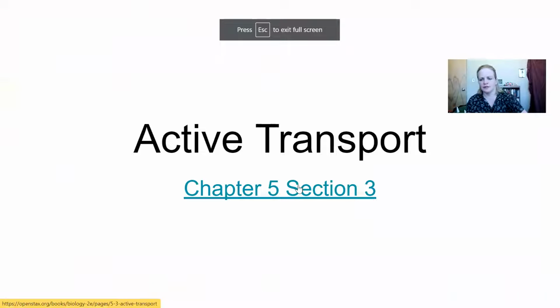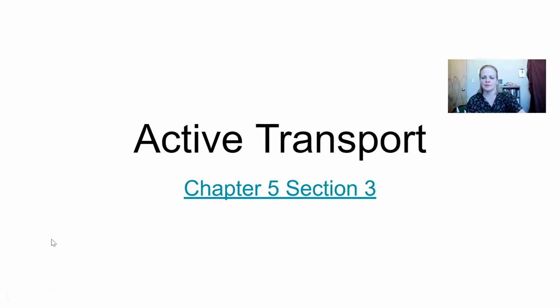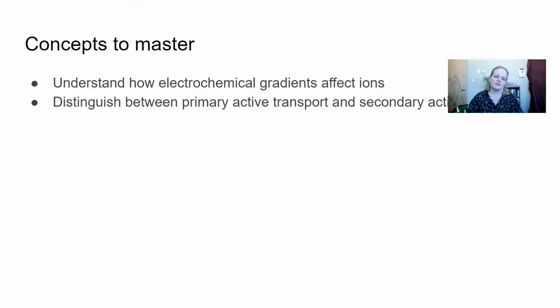Okay, so here's the link for the section in your textbook, but now we're going to talk about active transport mechanisms. So remember, we talked a little bit about passive transport, which does not require energy. It just allows for the natural gradients of these things to move stuff across membranes. Okay, so the things that you guys are going to want to know for section 3 is how electrochemical gradients affect ions, and then can you distinguish between primary active transport and secondary active transport?